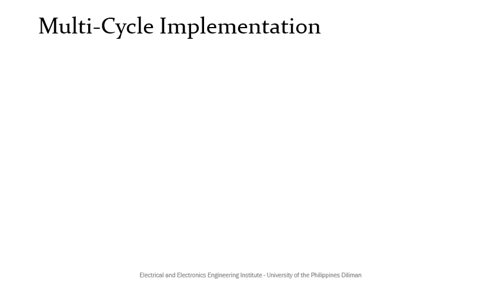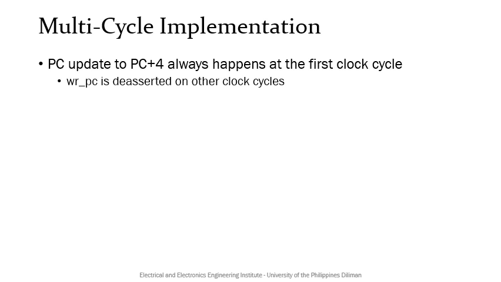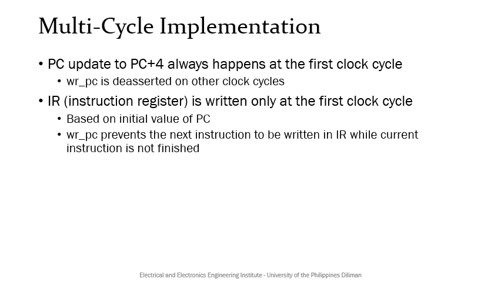Okay, some important notes on the multi-cycle implementation we have demonstrated. First, the PC update to PC plus 4 always happens at the first clock cycle. Thus, the write PC control signal must be deasserted on other clock cycles, unless of course we want to branch or jump. In the same way, the IR or the instruction register is written only at the first clock cycle based on the initial value of PC. The write PC prevents the next instruction from being written in IR while the current instruction is not yet finished, even if the PC has already been updated in the first clock cycle.